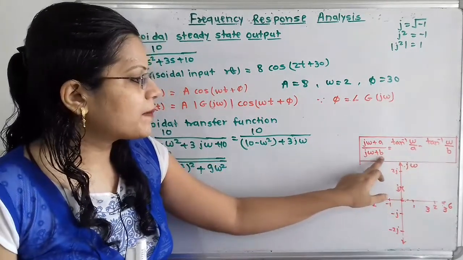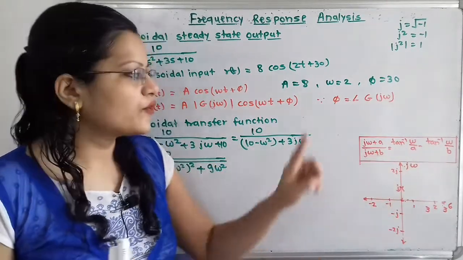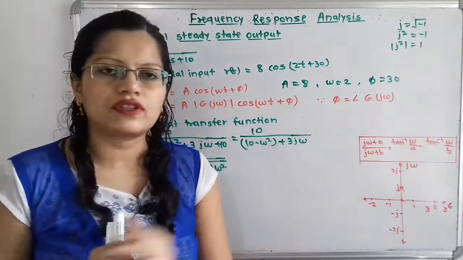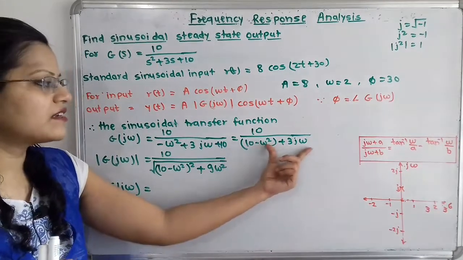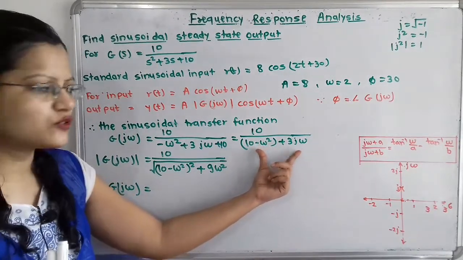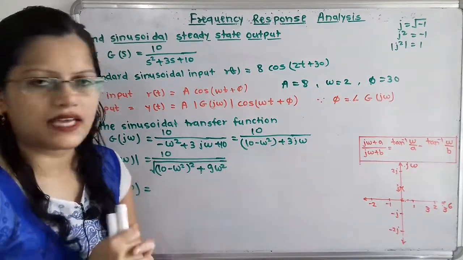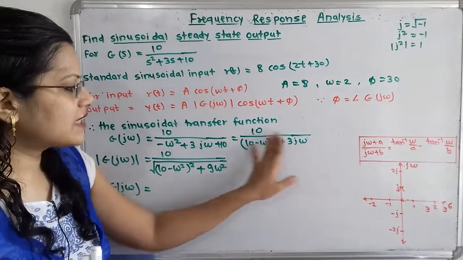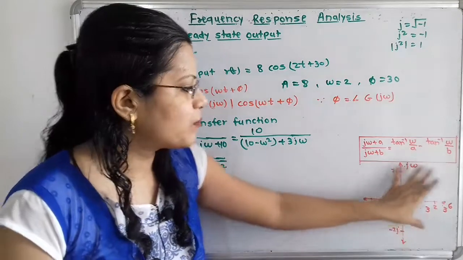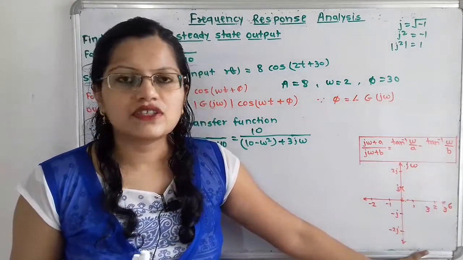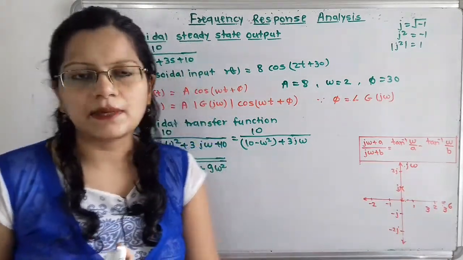and this j omega plus b is in the denominator, so we have to take a minus sign for this tan inverse. Now this j omega term for this sinusoidal transfer function is in the denominator, so we have to take a minus sign here. Now we will understand how to calculate this angle with the help of the S-plane, which is the combination of the real axis and the imaginary axis.